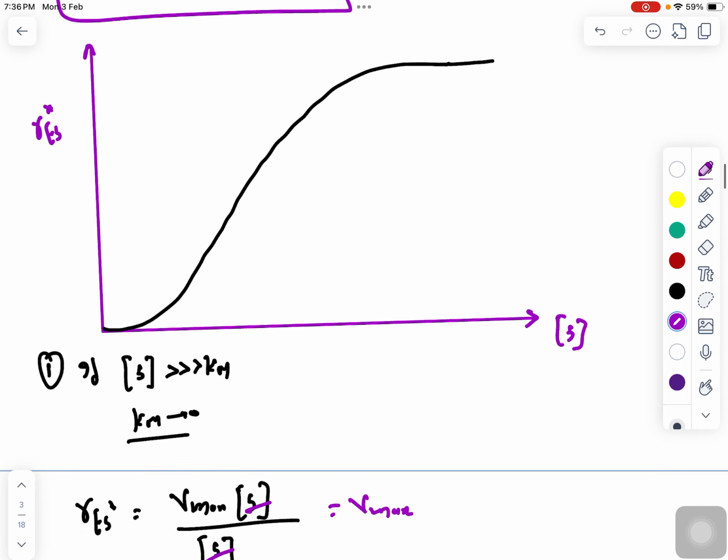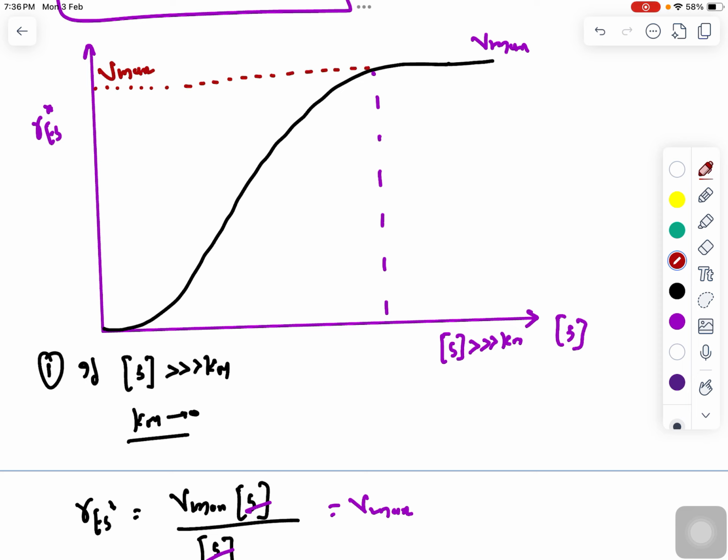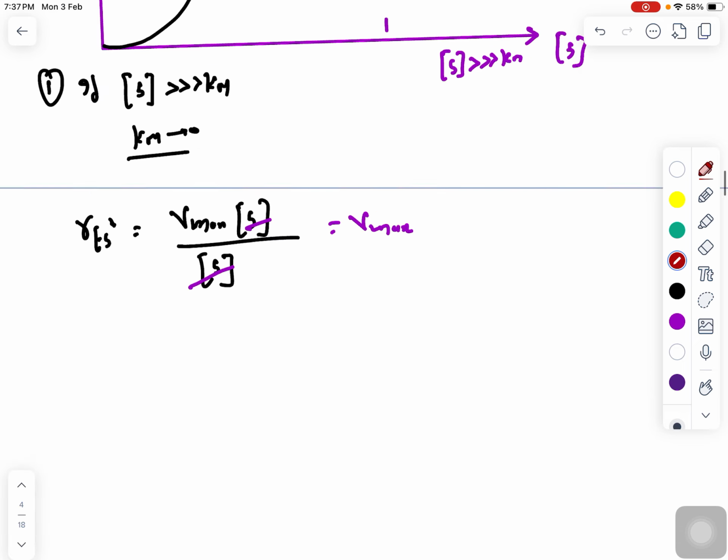So at higher concentration, in this particular region, you will see that the concentration of S is very much greater than Km. This is called the Vmax, that is the maximum rate of the enzyme substrate reaction. And here the rate is independent of the concentration, so the rate is not a function of substrate concentration, right, in this particular region. So that is a zero order reaction, it follows zero order kinetics.